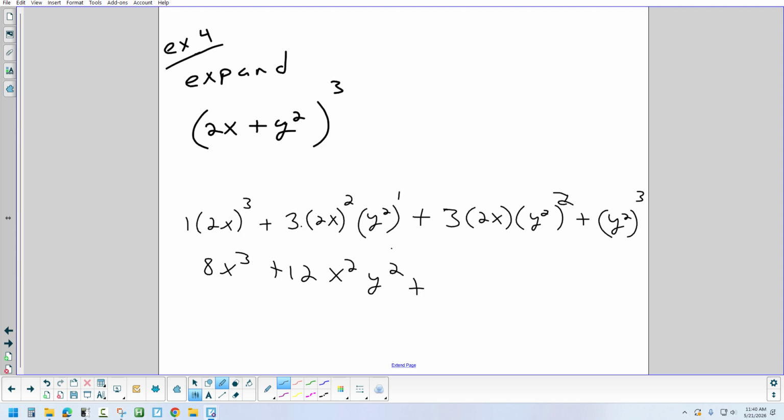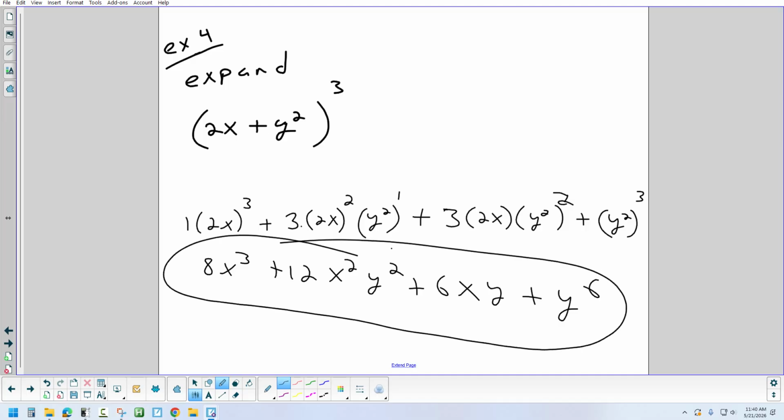Okay, next one. 3 times 2 gives us 6, x, y to the fourth. And the last one, y cubed squared, y to the sixth. There we go. Okay, any question on that one?